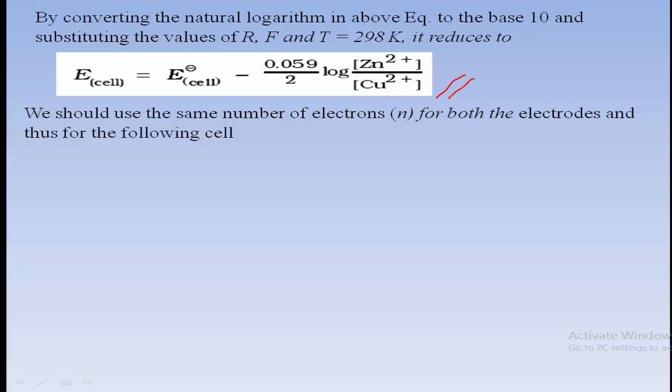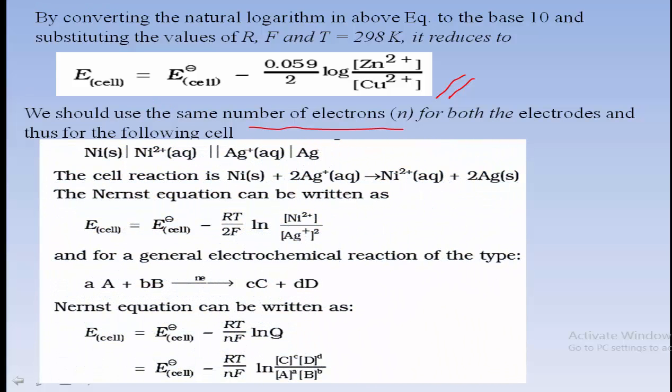So this is the formula to find the electrode potential at any concentration. And here N is the number of electrons, and for both the electrodes the loss of 2 electrons and gain of 2 electrons has taken place. So totally the number of electrons involved will be 2, and hence it is taken as 2.